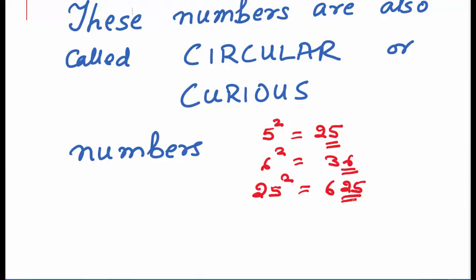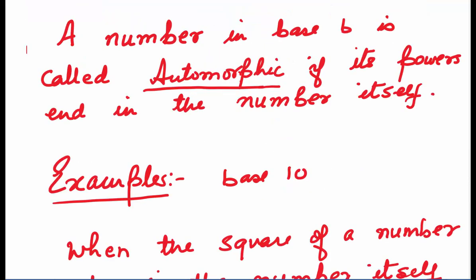But this phenomena holds for other powers too. So there is a general definition and we'll come to that later on. Here you saw 5, 6, 25, they all were at base 10. We had the numbers in decimal representation. But such a phenomena can also happen when we take other bases too. So there is a general definition. A number in base B is called automorphic if its powers end in the number itself.